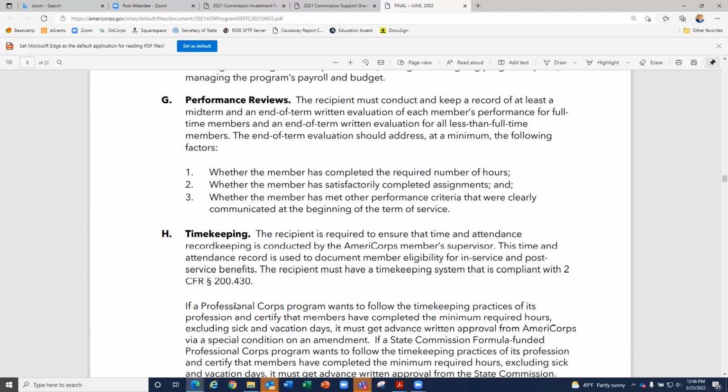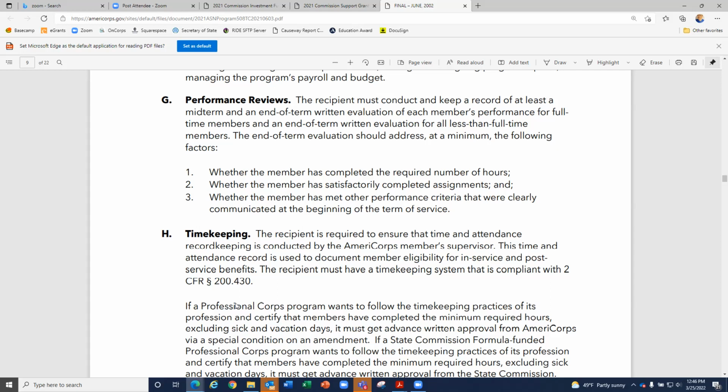It's also listed in here an expectation that every AmeriCorps member experience a performance review. If they are serving a full year, that includes a midterm and end of term performance review. If a shorter period of time, it may just be an end of term. And there are 3 specific points that the performance review must include. They're there on the screen.